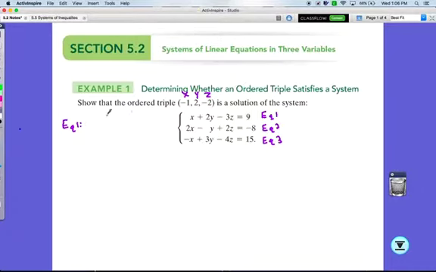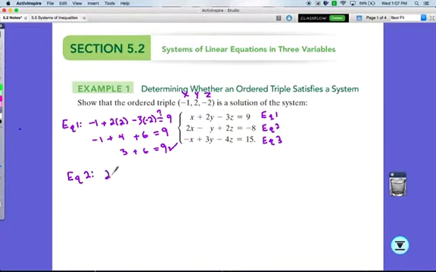If I plug in a negative 1 for the x, a 2 for the y, and a negative 2 for the z, we're saying does that equal 9? So negative 1, 2 times 2 is 4. Negative 3 times negative 2 is positive 6. And so negative 1 plus 4 is 3, and then 3 plus 6 does in fact equal 9. So that works out. We've got to make sure it works in equation 2.